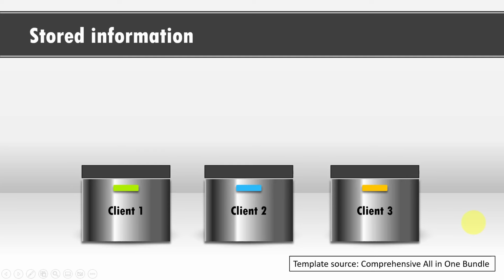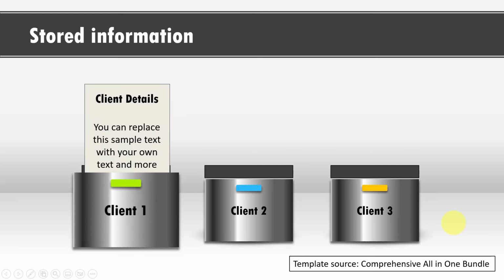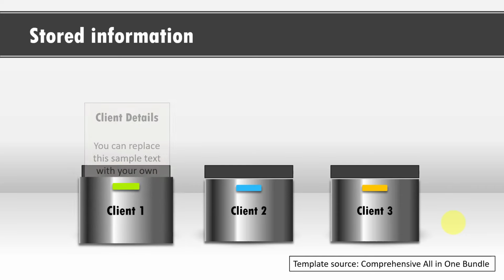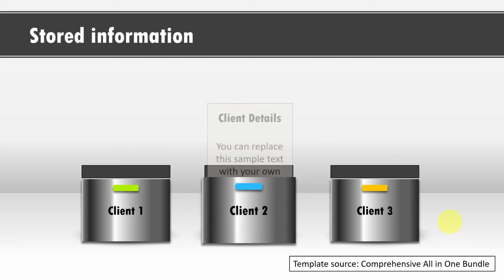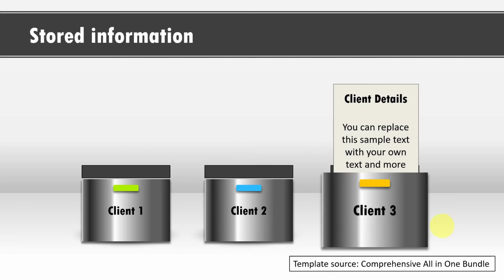Now let me show you three example templates taken from our comprehensive all-in-one PowerPoint bundle, where we extend the same idea that I just showed you in a more creative way using advanced custom animation. Here there are three drawers with client details. On a click, we open the first drawer and reveal the details about client one. Then on a click, we close client one's details and then go to client two and reveal the details. And then client three's details are shown.